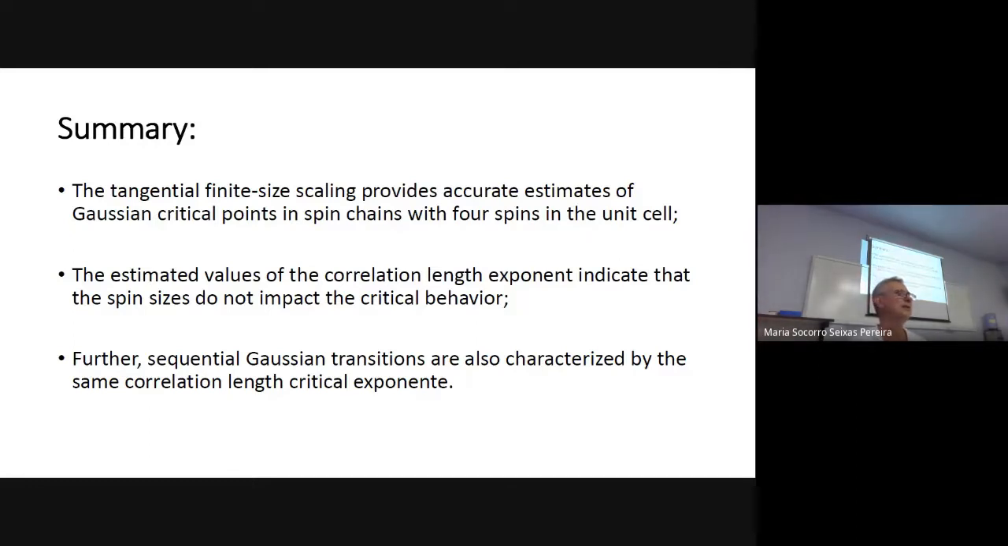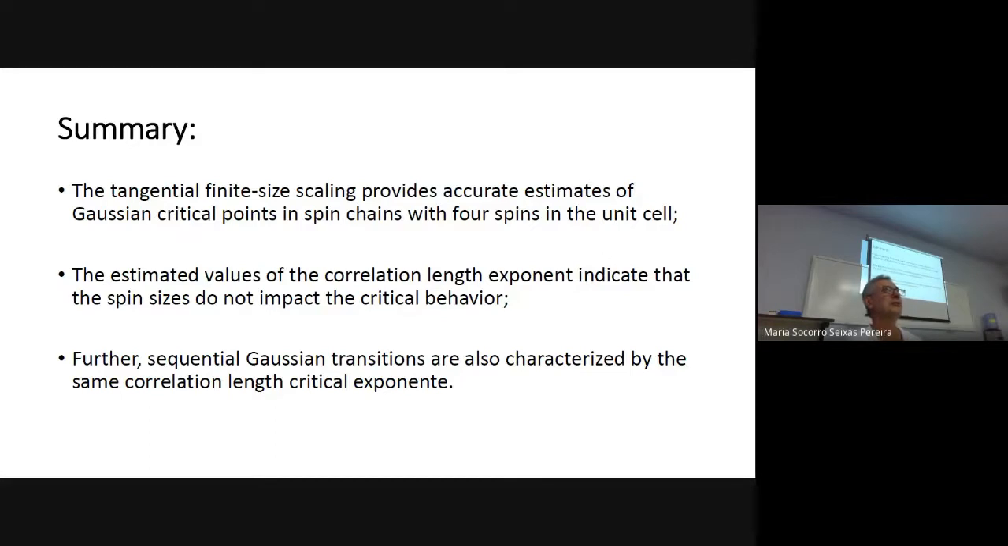With this final analysis of these tetramerized spin chain models, we conclude that the size of the spins is not relevant. They are not able to change the critical exponents of these Gaussian phase transitions. And also that spin chain models that have multiple sequential Gaussian transitions seem to have the same critical exponent. The universality class is Gaussian, although it's not universal. The exponents change continuously with some parameters, not with the spin size.